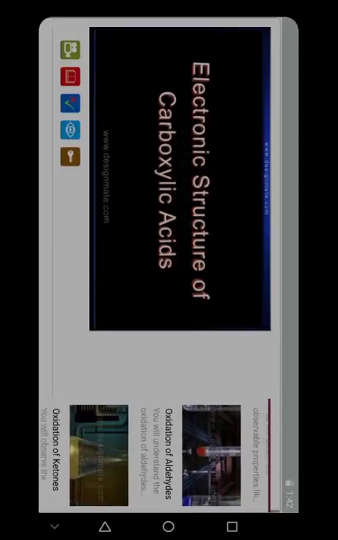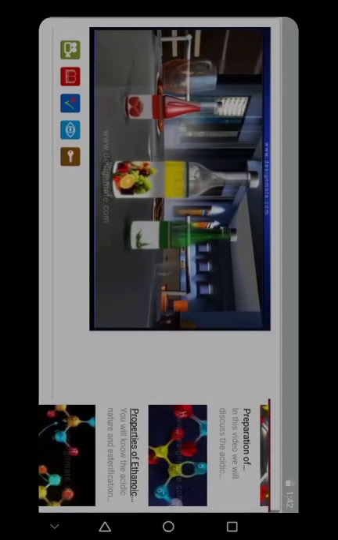Electronic structure of carboxylic acids. Many familiar substances around us, such as vinegar, which is sour to taste, contain weak acids known as carboxylic acids.